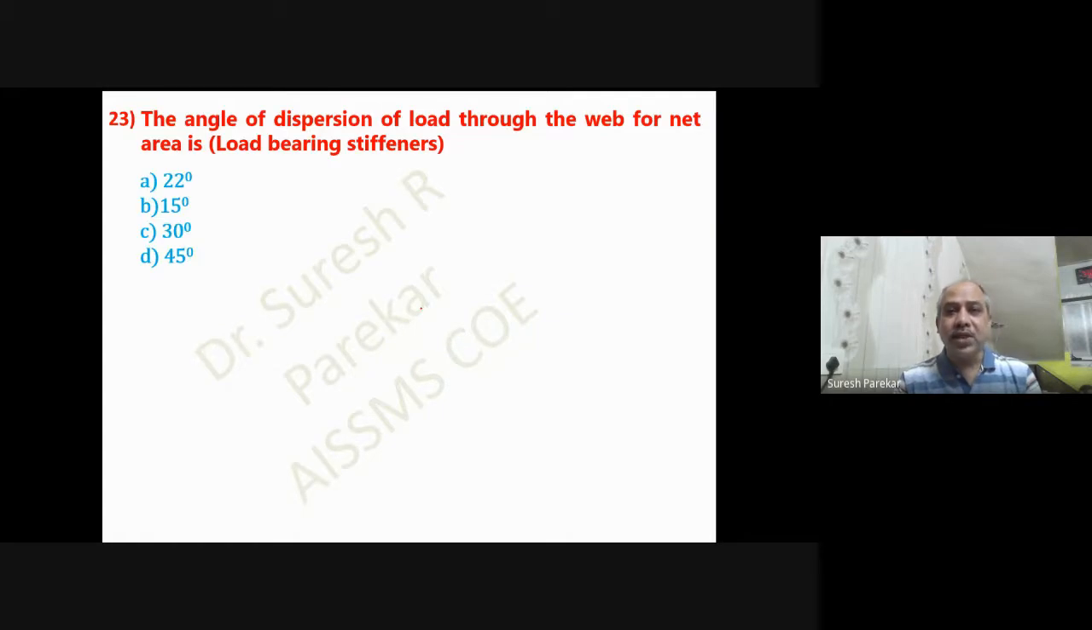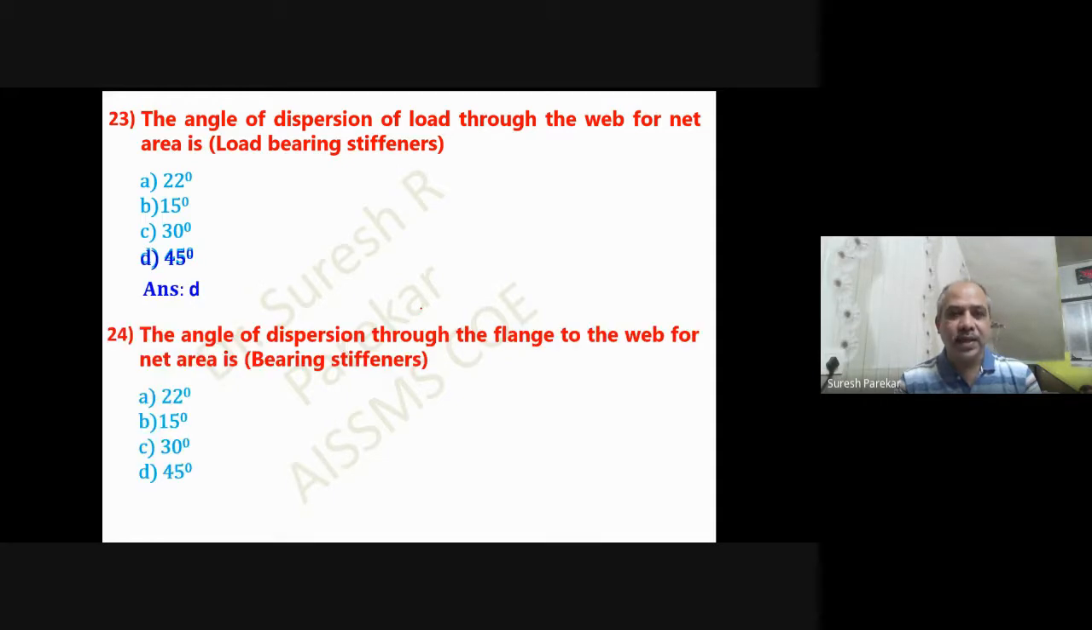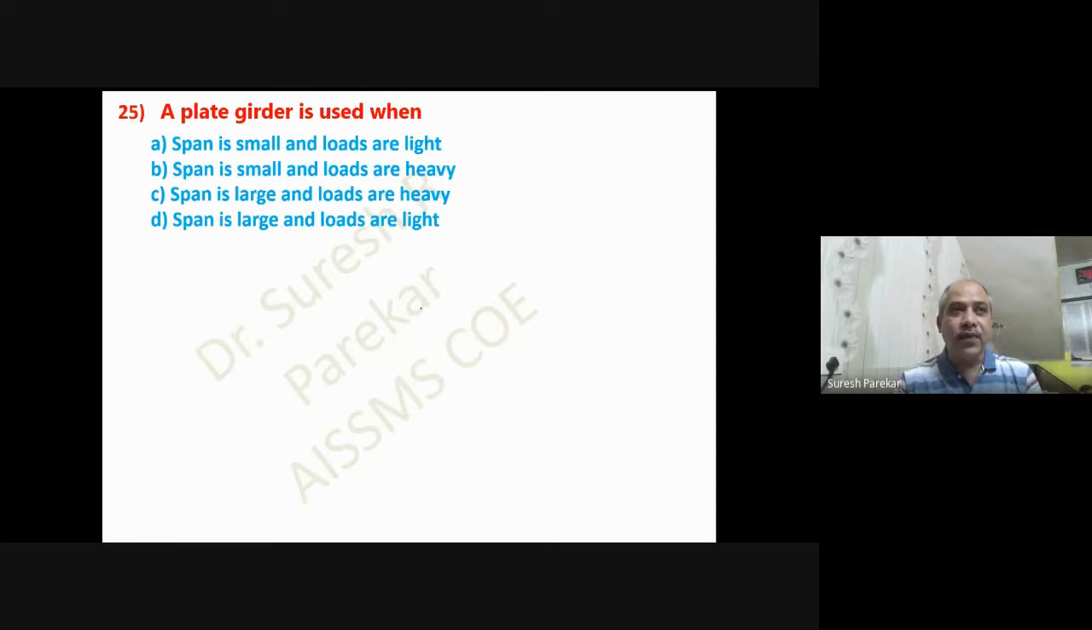The angle of dispersion of load through the web for net area in load bearing stiffener is 45 degrees. The angle of dispersion through the flange to the web for net area in bearing stiffener is with the horizontal 22 degrees, that is 1 in 2.5, 1 vertical, 2.5 horizontal. A plate girder is used when we have large loads, large span, heavy loads.